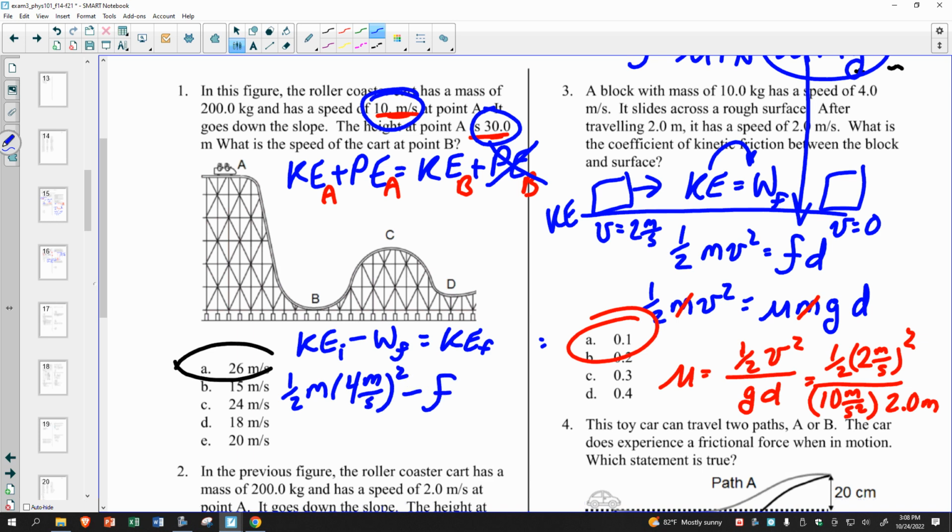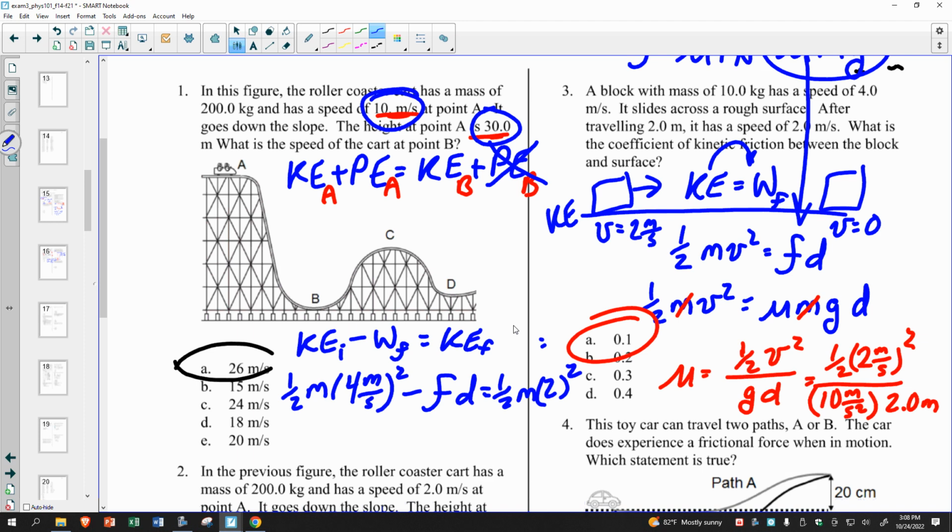Minus the force times the distance is equal to 1/2 m times 2 meters per second squared. Okay? You'll see what Mika, you asked that question. You see what I did there? Let me show you my mistake first.